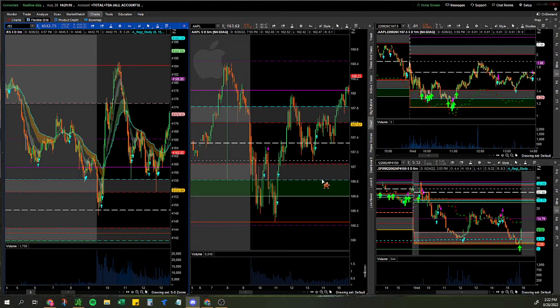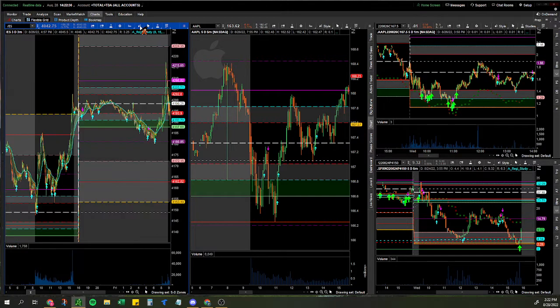Yeah, tools and screen setup. So let's load all of my tools so that we can see what my equity charts look like normally.